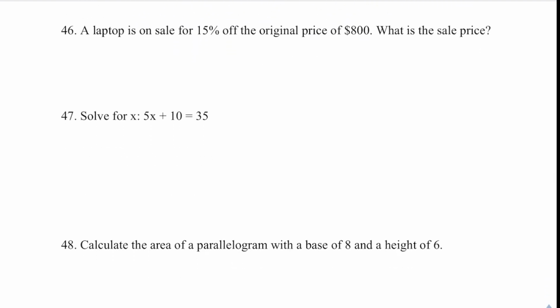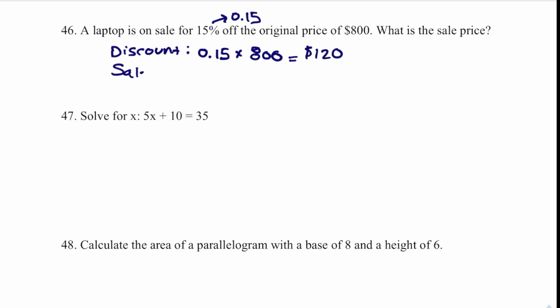46. A laptop is on sale for 15% off the original price of $800. What is the sale price? So the discount is going to be 15%, so this will change to 0.15. So 0.15 times the $800 original price equals $120, so that is the discount. So the sale price will equal 800 minus that 120, which is going to give us $680, and that is our answer.